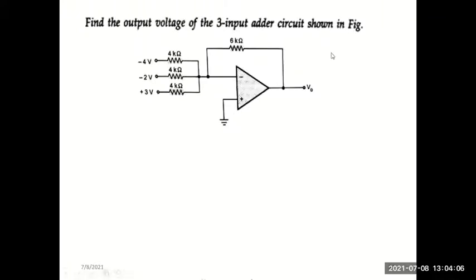Take down the next circuit. Find the output voltage of the 3-input adder circuit as shown in this figure. Can you do it? Please try it out. Find the expression for output voltage here.